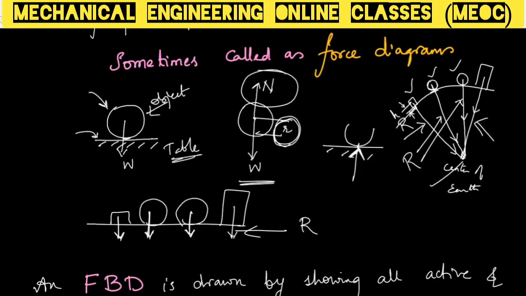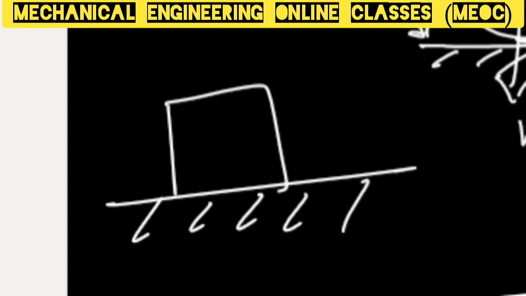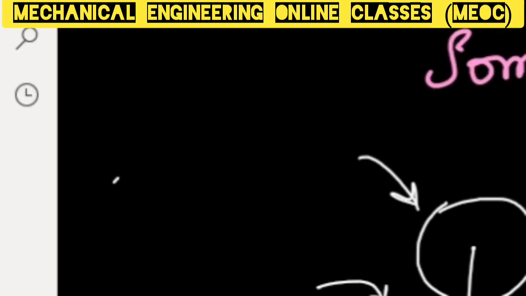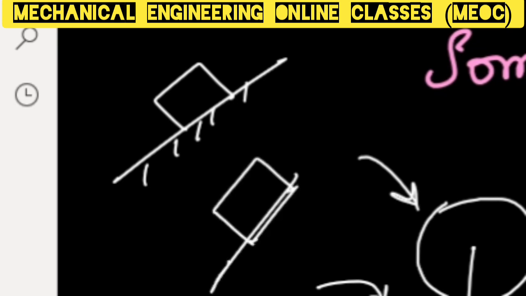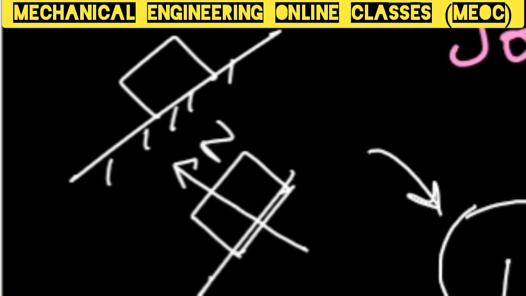And this normal reaction, as the name suggests, normal means perpendicular to the contact. For example, there is an object like this placed on the ground. Perpendicular to this ground, there will be a normal reaction. If the object is kept on an inclined plane, and I want to remove this inclined plane, then I will draw the object at the same angle as that of the inclined plane, but the normal reaction will again be perpendicular to this inclined plane. So here the normal is this. Normal means perpendicular.